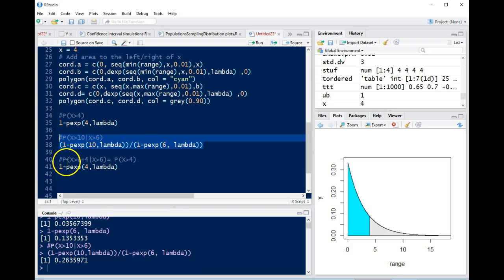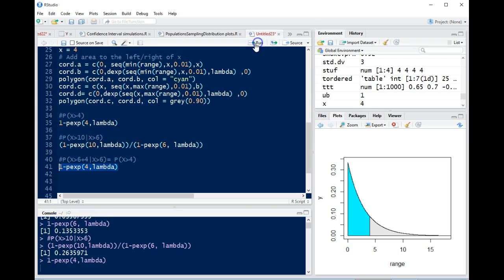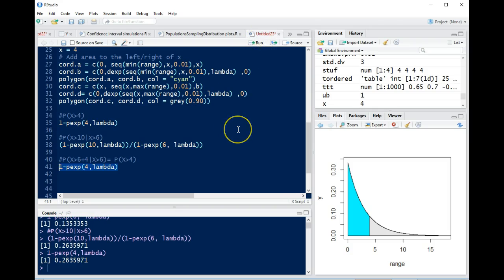However, if we use the memoryless property, then we can see that the probability of x being greater than 10 is the same as the probability of x being greater than 6 plus 4. Correct? Where 6 was the original given. And so by this property, we know that this value is exactly the same as the probability of x being greater than 4. We already calculated that, and we know that to be 0.2635971. And that is the same probability as over here.